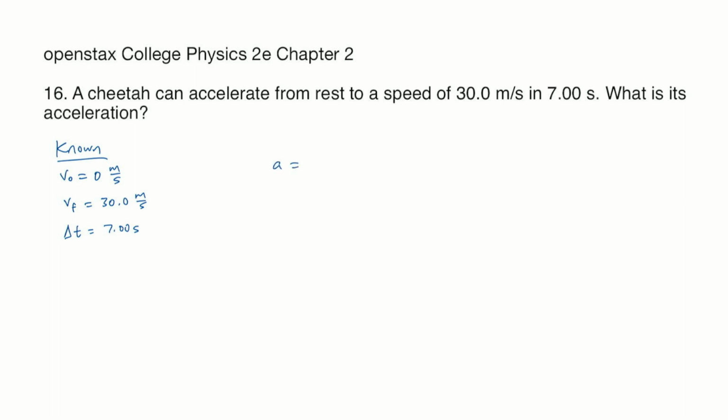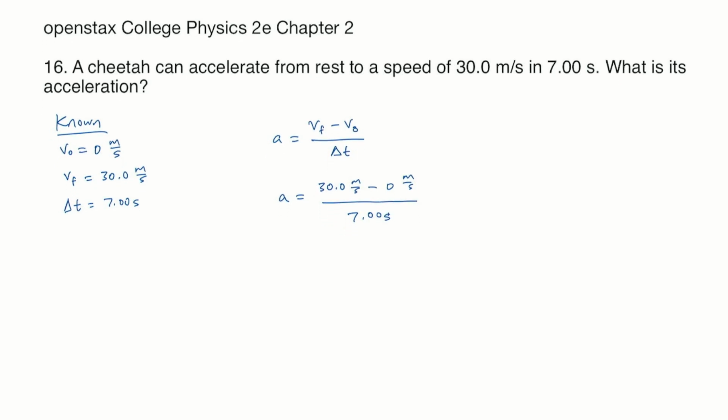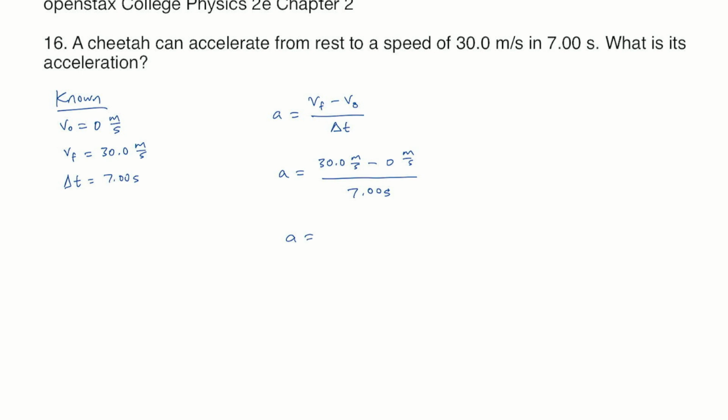Acceleration is the change in velocity, which is the final velocity minus the initial velocity, and then that is divided by the elapsed time, delta t. So the acceleration is going to be 30.0 meters per second minus 0 meters per second divided by 7.00 seconds. I put these numbers in the calculator. I got 4.285, and we could write meters per second or meters per second squared.